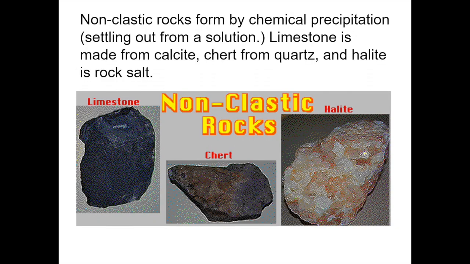The second classification of the sedimentary rocks are your non-clastics, your evaporites, or your chemical sedimentary rocks. Again, these are precipitates that settle out from a solution. So an evaporite would be a salt. Salt is a sedimentary rock, salt in its rock form. Another evaporite would be limestone. Limestone is made from calcite. Calcite is from the deposits of seashells.